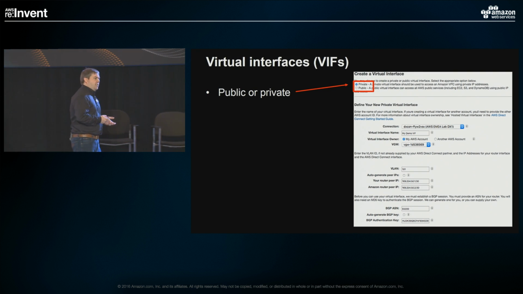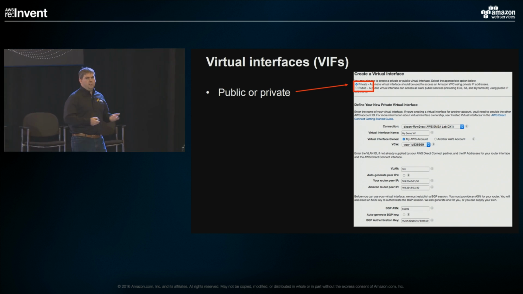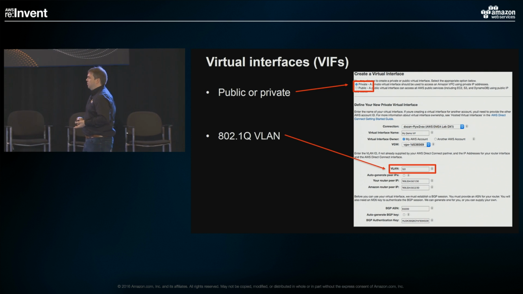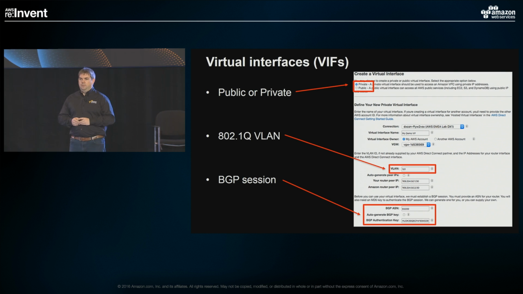So a little bit more about virtual interfaces. What do you actually need to configure? It's very simple. You've got three choices. First of all, is it public or private? I need to choose a VLAN for this particular virtual interface. And when I've done that, I need to configure some BGP options. So these are the three core components of a virtual interface.